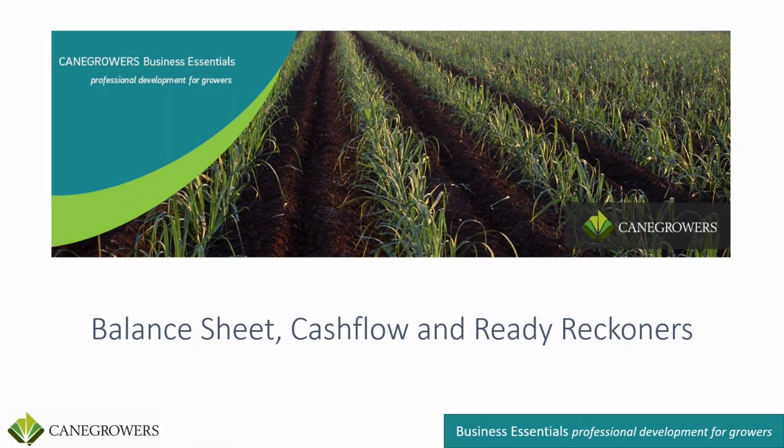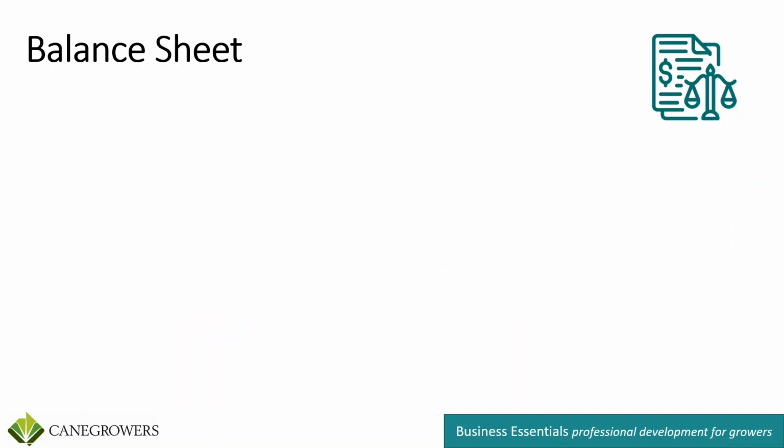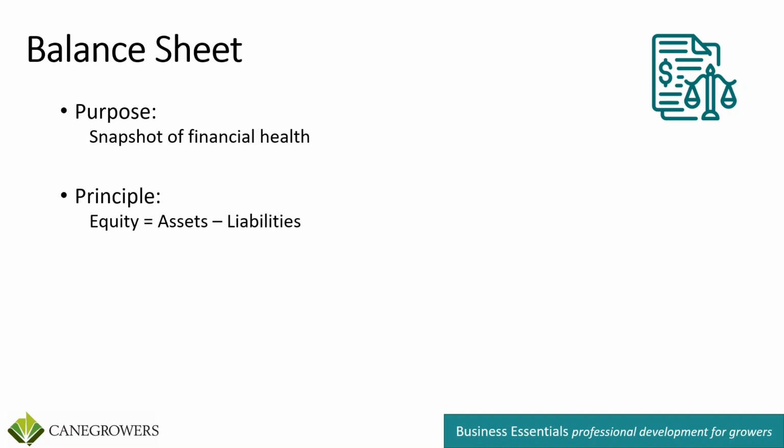We now move on to the additional reports available in the tool. The remaining sheets cover the balance sheet, a monthly cash flow, and some ready reckoners. The balance sheet provides a snapshot of the financial health of a business at a given moment in time. It lists all of your business's assets and liabilities. This information can be used to determine your net asset value at a given point in time.